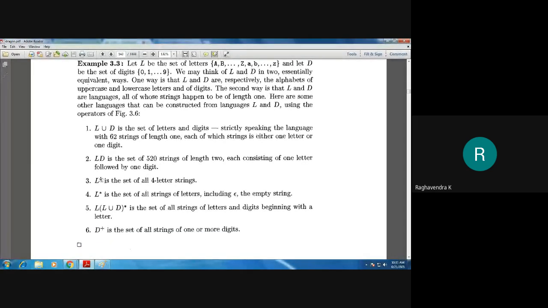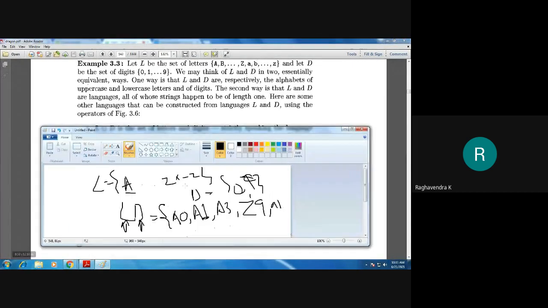So what is L4? L to the power of 4 is a set of all 4 letter strings. L is basically a collection of characters A to Z. So what you can do is simply take any characters and combine them 4 times. For example, AAAA is a string that belongs to L4. So 4 characters are there from the same set, which is L. Or you can also have ABCD. This is also in L4.